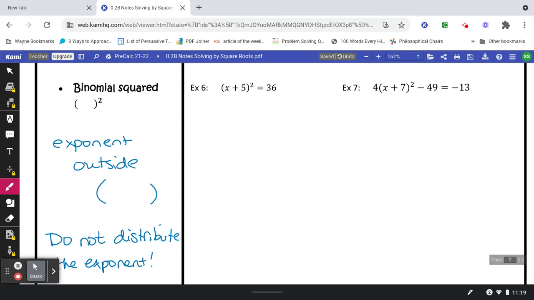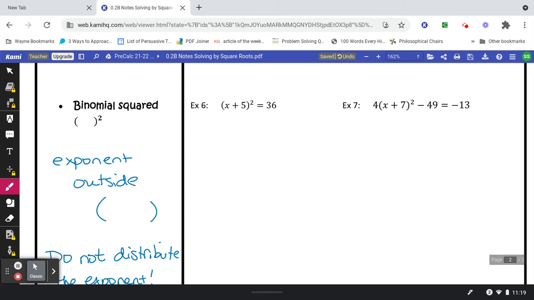So what we'll do instead is we will square root immediately so we can get rid of that exponent. So square root both sides. The square root and the square cancel, leaving me x plus 5. And then I end up with the square root of 36, which is 6. But don't forget your plus or minus sign. It's going to come in a little bit earlier here than it did on the last problems.